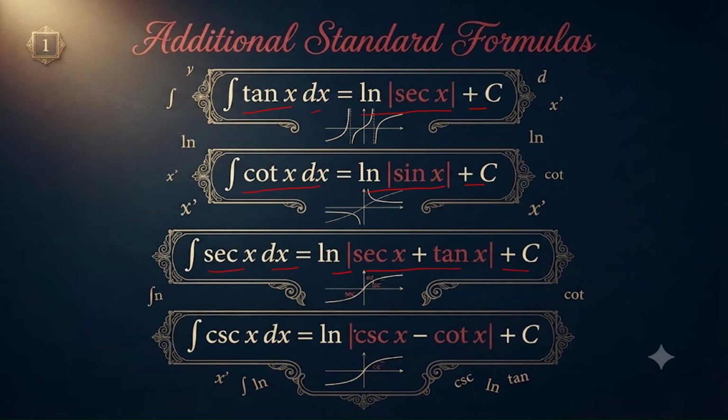It means that in the log it is always an absolute value. That's why I am not mentioning the modulus. Then integration of cosecant x dx is ln cosecant x minus cot x plus c. Okay, these are the very important basic formulas we should remember to continue with the examples.